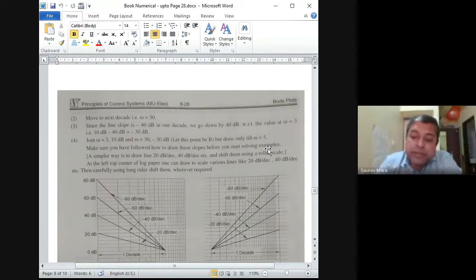If they're asking you, from (x, y), draw a point with minus 20 dB per decade slope. So in that case, what will be the next point? It will be (10x, y minus 20). So these two logics you have to remember.